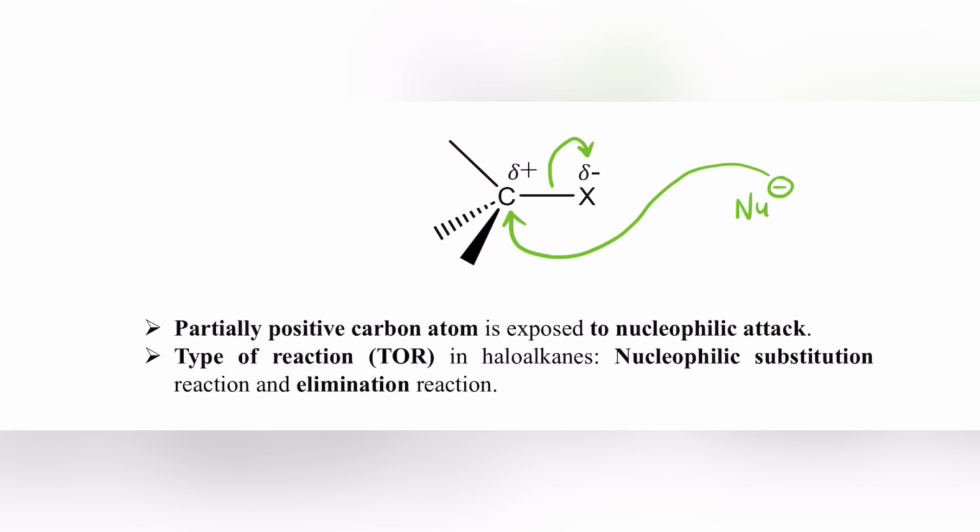So I hope you can understand clearly what is haloalkane, how to classify haloalkane, how to write the IUPAC nomenclature, how to draw the structural formula of haloalkane, and the last one, how to describe haloalkane as a compounds which contain polar bond and very susceptible to nucleophilic attack at the carbon atom.